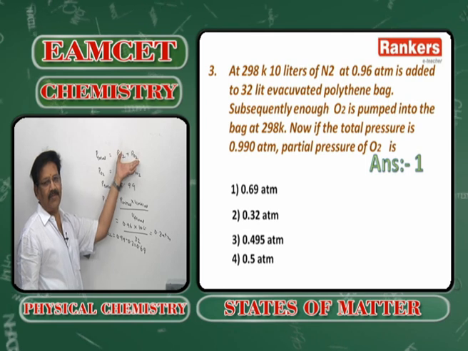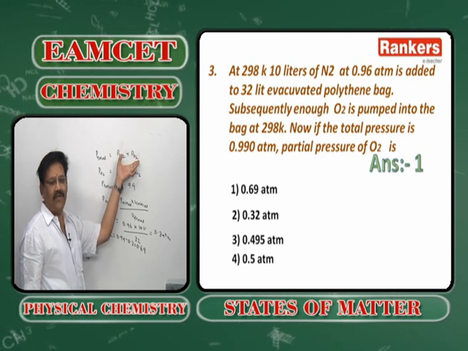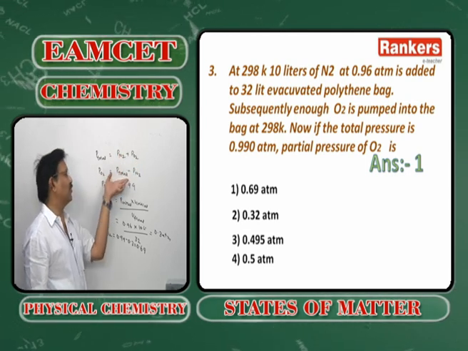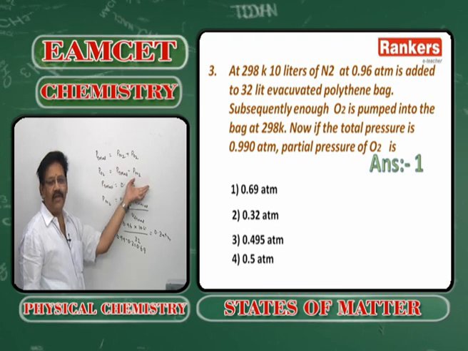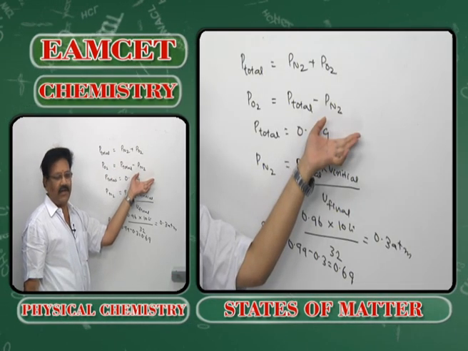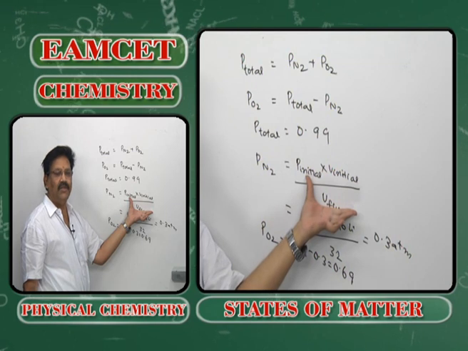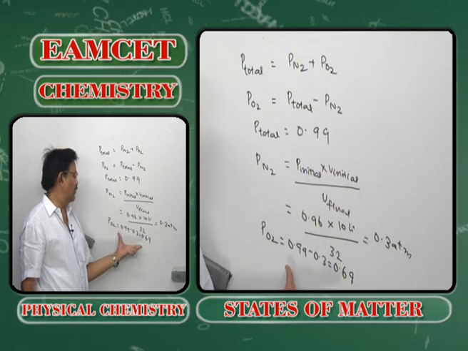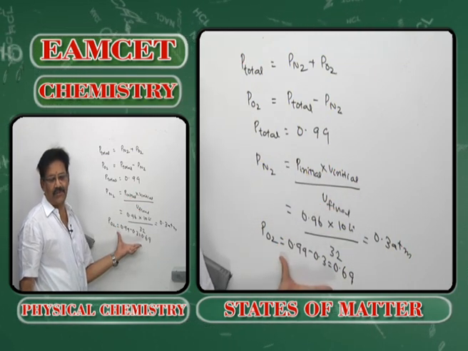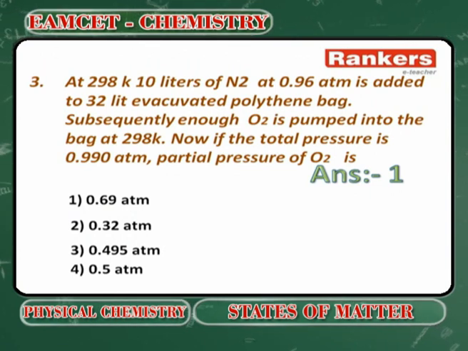It is just an application of Dalton's law of partial pressure. We got the total pressure. We calculated the partial pressure of the nitrogen applying Boyle's law. Then we got the partial pressure due to oxygen. Next question.